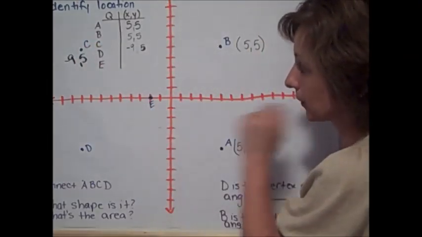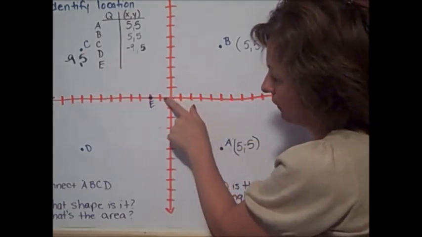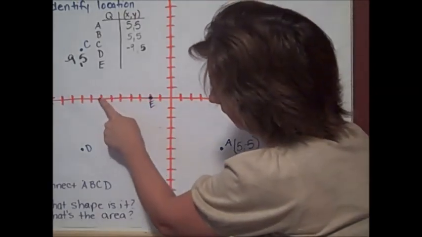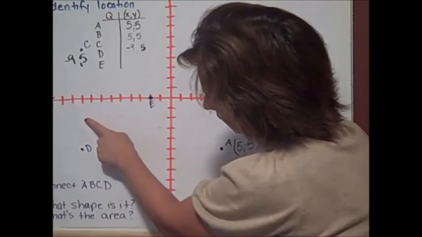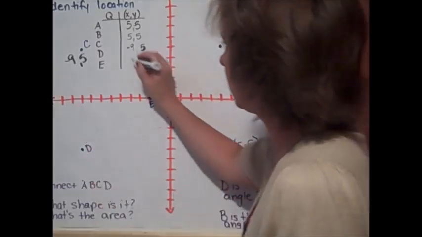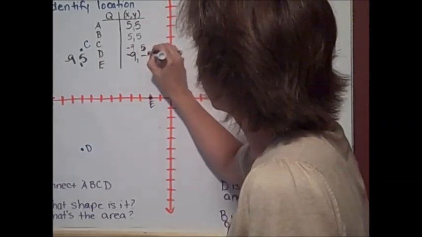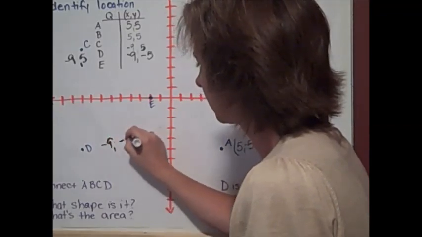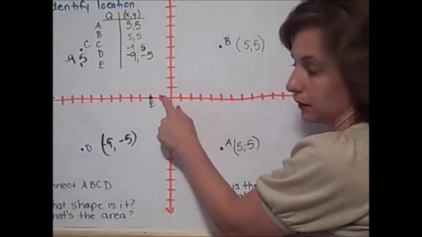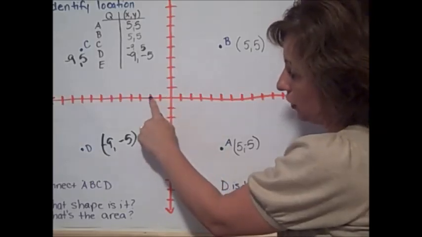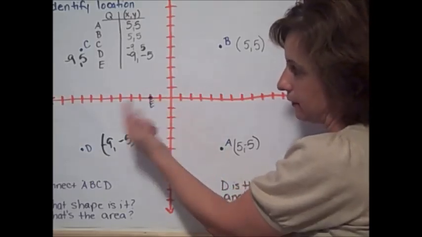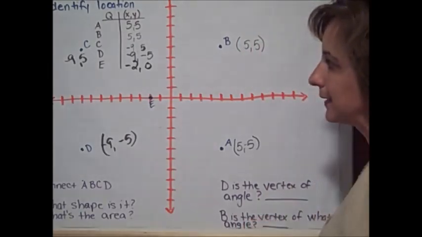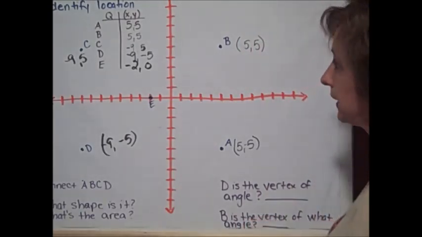Point E, or point D, we'll do that one next. So let's go over negative 1, negative 2, negative 3, negative 4, negative 5, negative 6, negative 7, negative 8, negative 9, 1, 2, 3, 4, 5. So D is at negative 9, negative 5. And E is at negative 2, and we went up or down 0. Negative 2, 0.